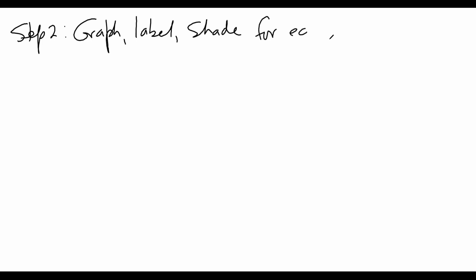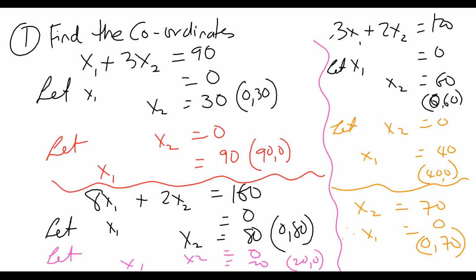Now, you go to step 2. Step 2 is you graph, you label, and you shade for each equation or inequation. So what do you do for that? You look at your coordinates.